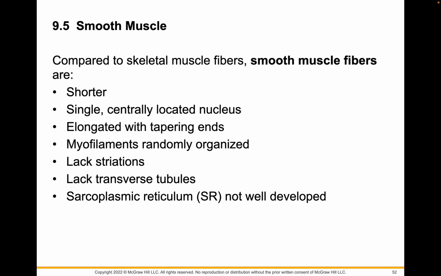So let's just briefly talk about smooth muscle, and then we'll talk about cardiac muscle and start naming our muscles. So compared to skeletal muscle, smooth muscle fibers are shorter. We learned skeletal muscles are very long. They only have one nucleus, where skeletal muscle fibers have many. They have these tapered ends. Their myofilaments are randomly organized, unlike the skeletal muscle. They don't have those striations. They don't have T-tubules, and they don't have a well-developed SR.